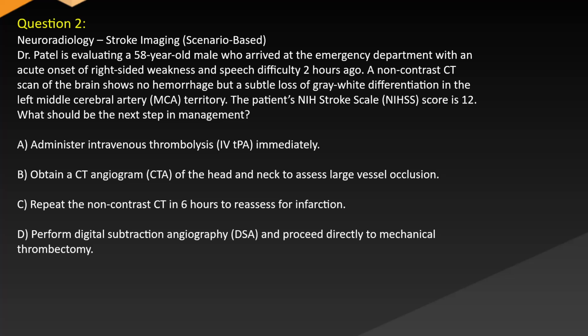The patient's NIHSS stroke scale score is given. What should be the next step in management? A. Administer intravenous thrombolysis with tPA immediately. B. Obtain CT angiogram (CTA) of the head and neck to assess large vessel occlusion. C. Repeat the non-contrast CT in 6 hours to reassess for infarction. D. Perform digital subtraction angiography (DSA) and proceed directly to mechanical thrombectomy.